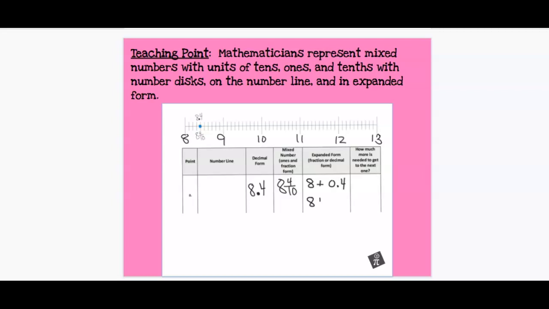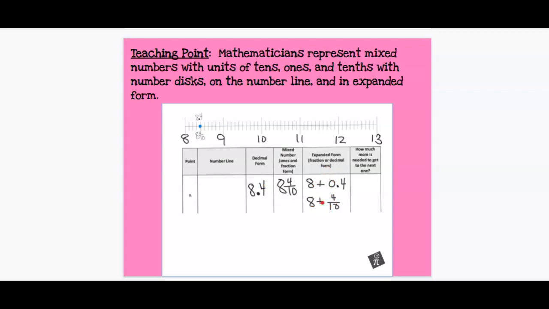Or we could do 8 plus 4/10. And there is our expanded notation as a fraction. This is important, especially when we start dealing with hundredths or thousandths down the road, especially in 5th grade. So we do want to talk about that expanded notation.